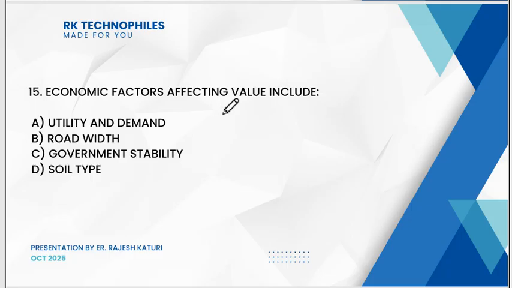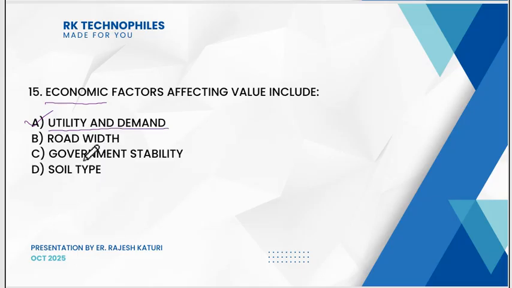Economical factors affecting value include: options are A, utility and demand, B, road width, C, government stability, D, soil type. So the correct answer would be utility and demand are the economical factors. Remember it. Very important. Utility and demand are economical factors.